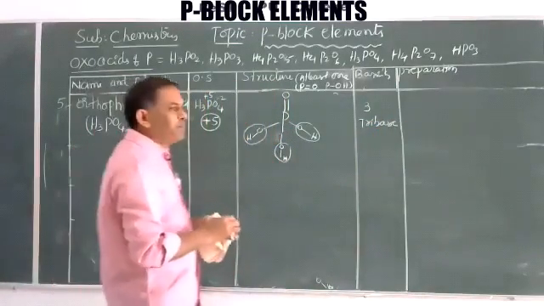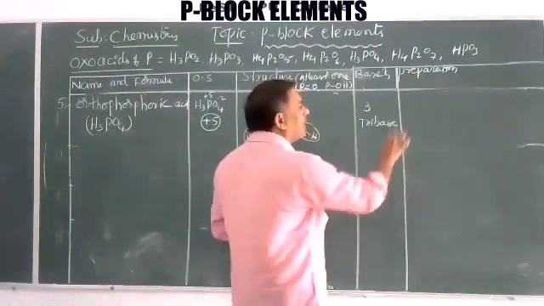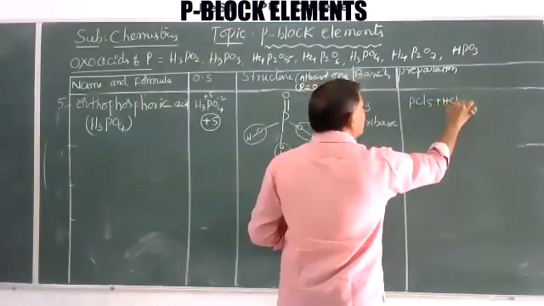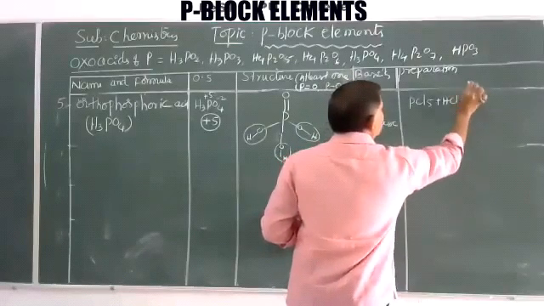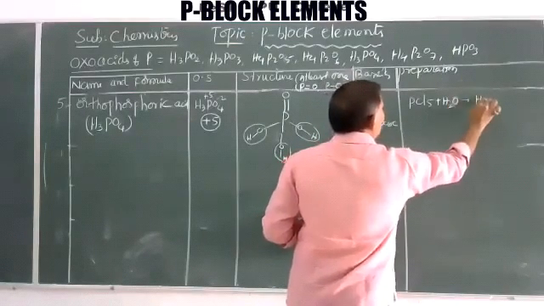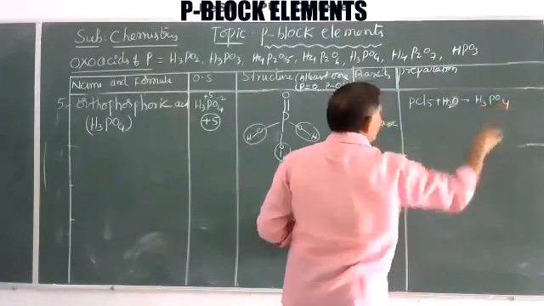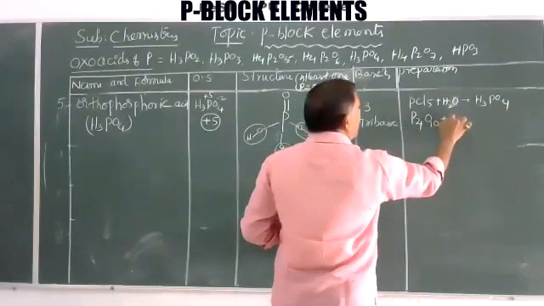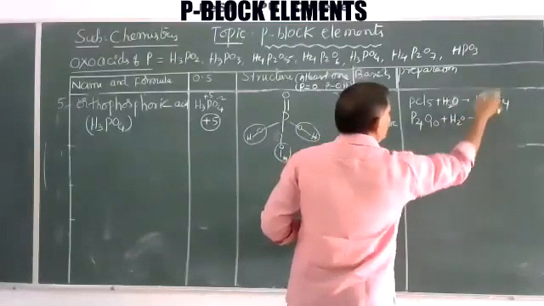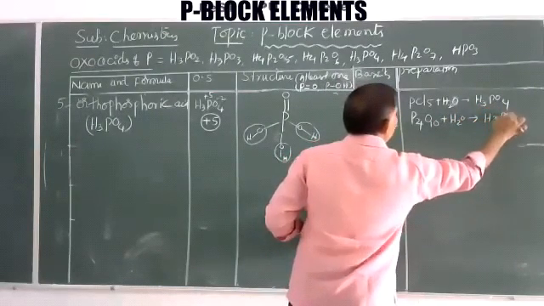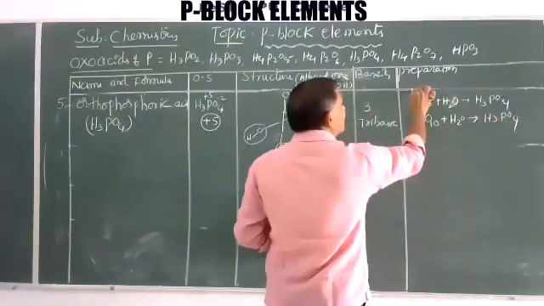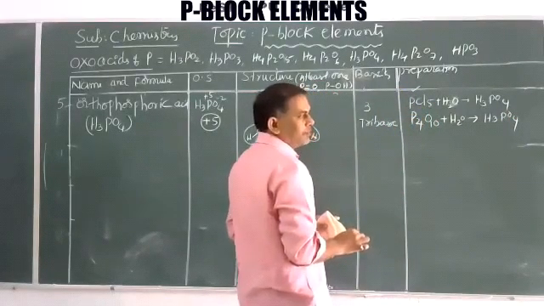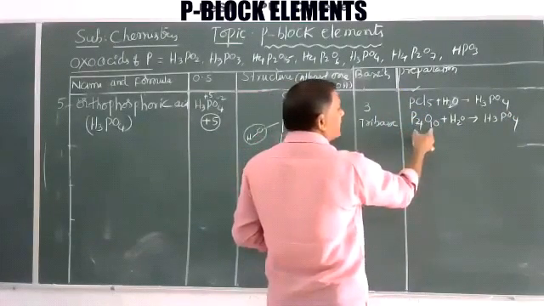Now this H3PO4 is prepared by using PCl5 with H2O. Already given here how H3PO4 is prepared. Or P4O10 on hydrolysis will give the corresponding H3PO4. Already, while explaining the PCl5 preparation method and chemical properties, hydrolysis was explained. Here P4 like this.